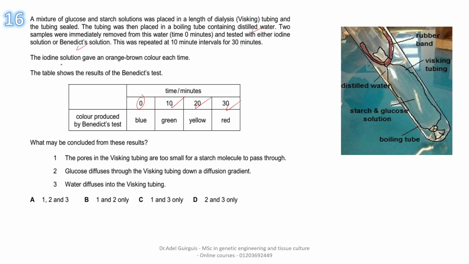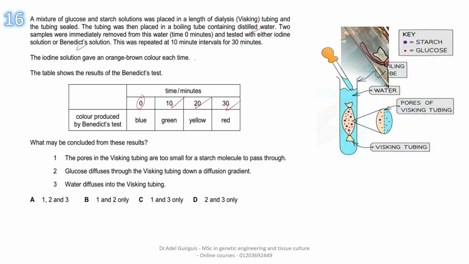What about the results? The iodine solution gave an orange-brown color each time. Look here, the dialysis tube is put inside a boiling tube containing water, and we took drops of the distilled water at 0 time, after 10 minutes, 20 minutes and 30 minutes. And we carried out 2 experiments.